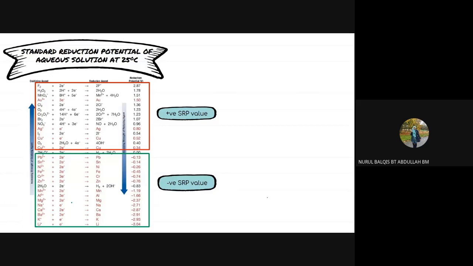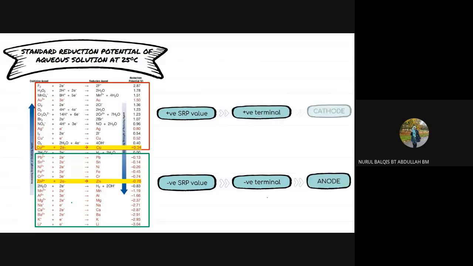Okay, now kita nak tentukan satu anode, satu cathode. If we have positive SRP value, means... kalau negatif SRP value, dia akan jadi negatif terminal. Sebab kita faham, bila negatif, dia banyak elektron. Sebab this is spontaneous reaction, dia yang akan provide the electron, right? So, dia will become anode or cathode? Anode. Dan dia akan jadi cathode. Okay, boleh?